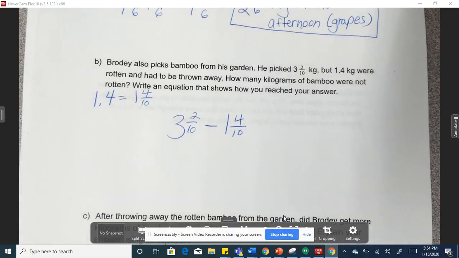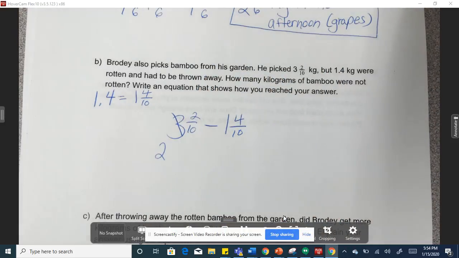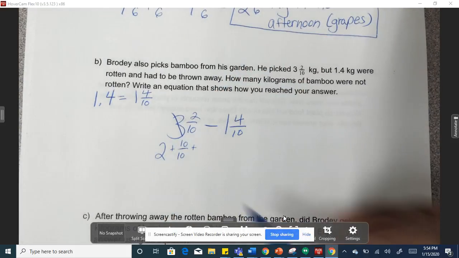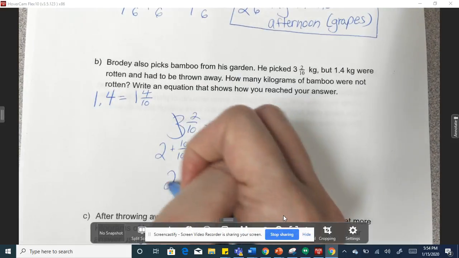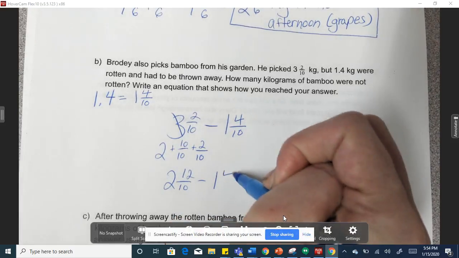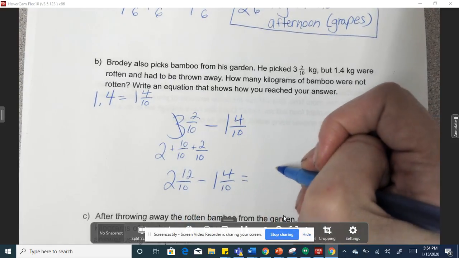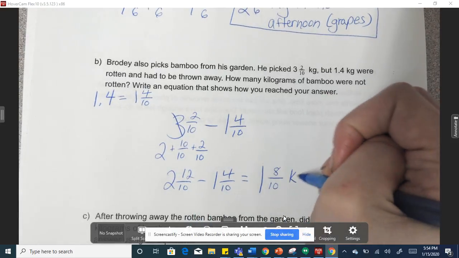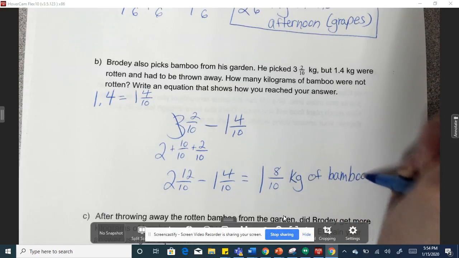All right, let's start by subtracting the fractions. 2/10 minus 4/10, we can't do that. So we're going to borrow from the whole. So now we're going to have 2 left because we're borrowing 1. Remember that 1 whole can be represented as 10 tenths. And we're adding the 2 tenths that are already here. So now we have 2 and 12 tenths. Now we can subtract 1 and 4 tenths. 12 tenths minus 4 tenths is 8 tenths. 2 minus 1 is 1. So we have 1 8/10 kilograms of bamboo that is not rotten.